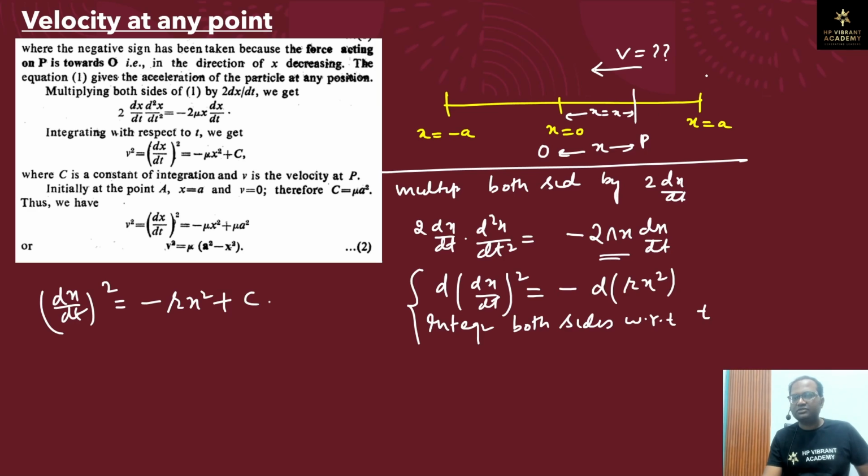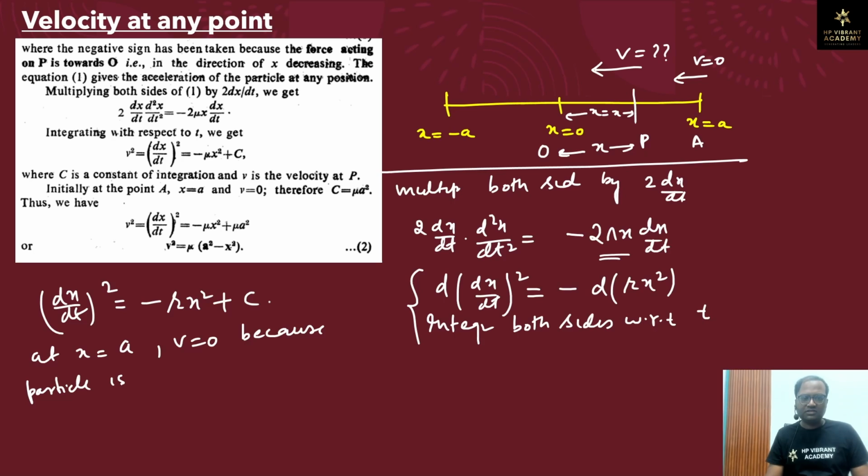Now at x is equal to a, velocity is equal to 0. Because at point A, at x is equal to a, we have v is equal to 0, because the motion starts from A with zero velocity. The particle is at instantaneous rest at A. So when x is equal to a, v is equal to 0. So let us put this here.